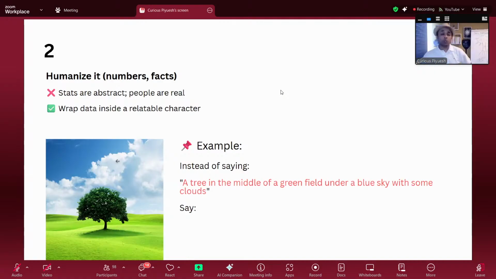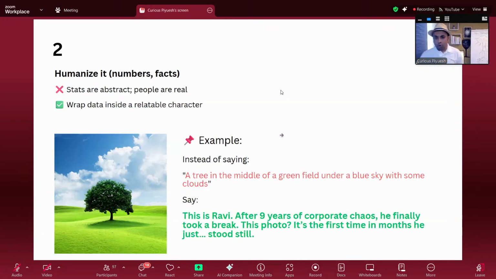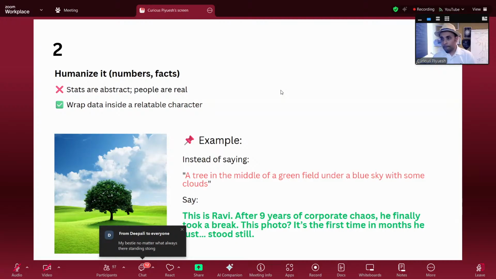Yeah, Swati is also metaphorizing it like a human. What this could be is an example. This is Ravi. After 9 years of corporate chaos, he finally took a break. This photo is the first time in months he just stood still. Humanizing it. Yes. Right? And this way, whenever you are telling a story or want to communicate something, you can easily use the whole game of metaphorization.